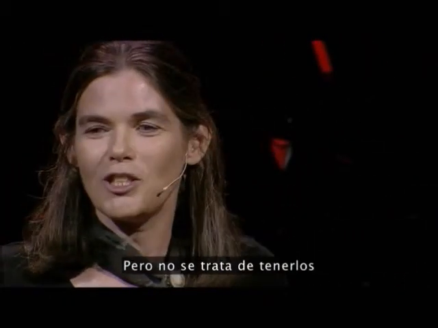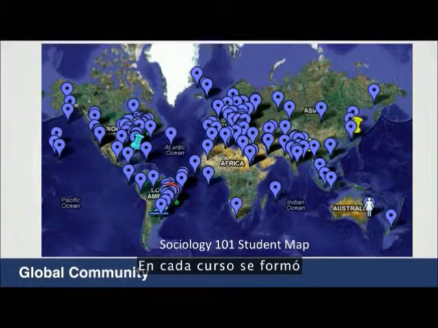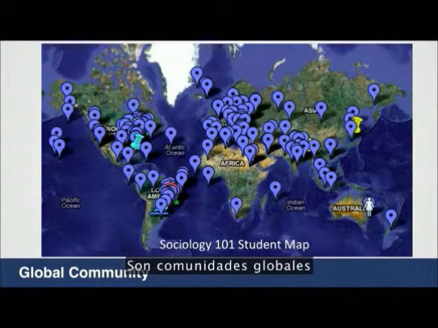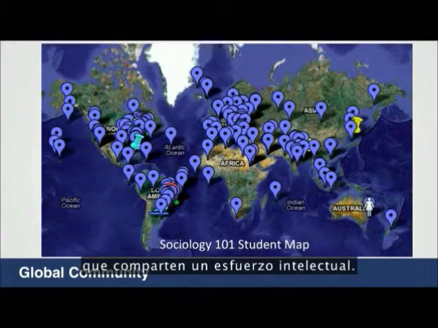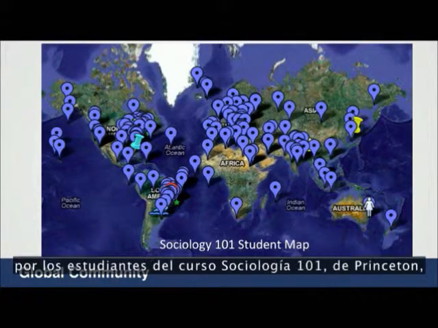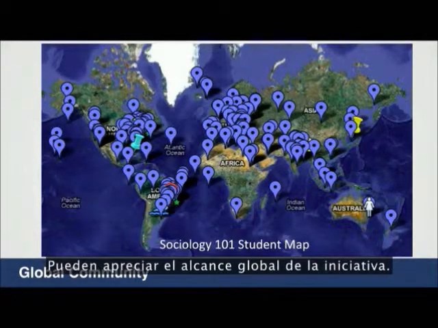But this is not just about students sitting alone in their living room working through problems. Around each one of our courses, a community of students had formed, a global community of people around a shared intellectual endeavor. What you see here is a self-generated map from students in our Princeton Sociology 101 course, where they have put themselves on a world map, and you can really see the global reach of this kind of effort.